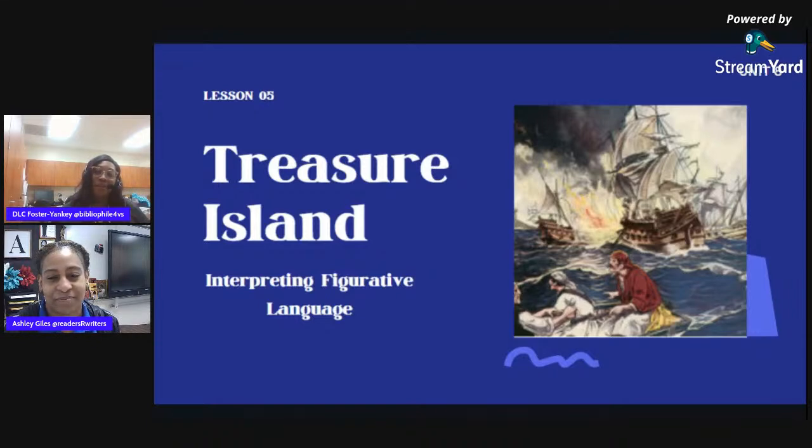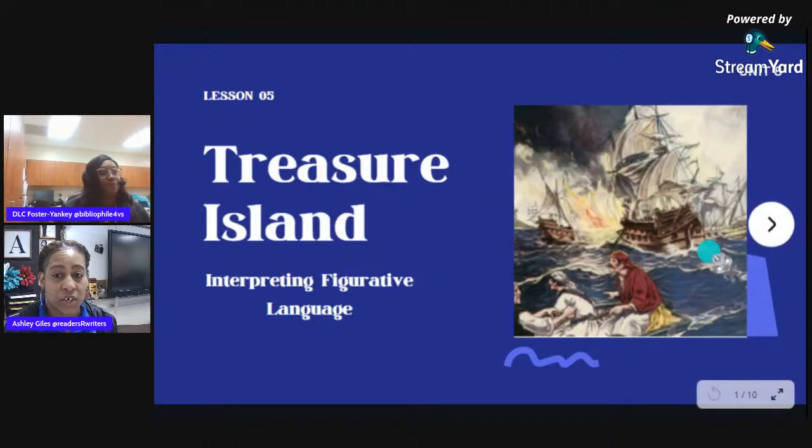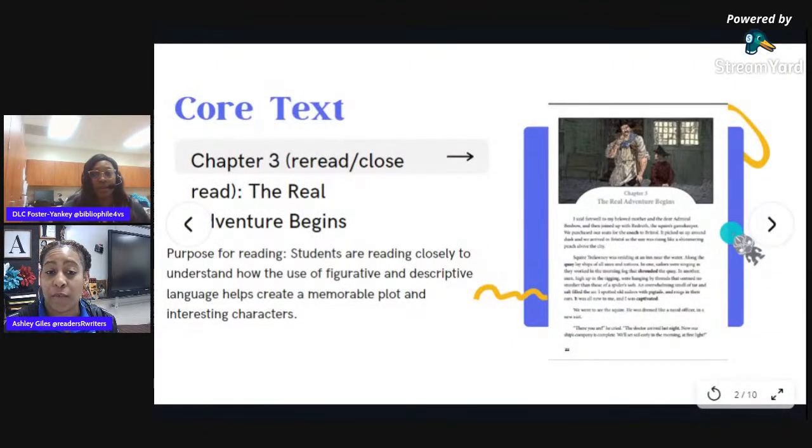So we are in the final unit of the fourth grade curriculum, Treasure Island. In this video, we are going to be talking about lesson 5, which is all about interpreting figurative language. We start off with a review of figurative language from previous units. We're going to start with the reading component, the core text. This will be a close reread of chapter 3, The Real Adventure Begins.